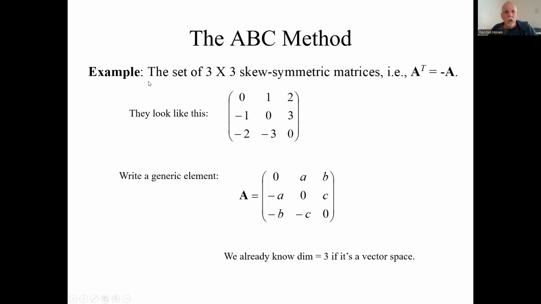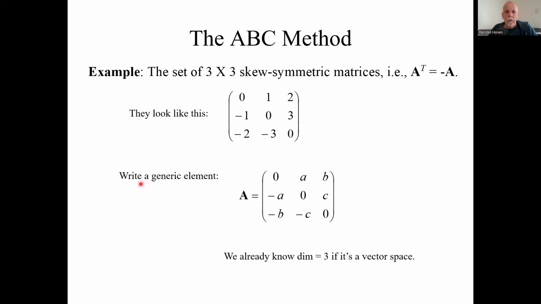Let's say our little set is 3x3 skew symmetric matrices. Skew symmetric means the transpose equals minus the original matrix. They'll look something like this. They always have zeros on the main diagonal, and the upper and lower triangles are just mirror images, but negative. So that's certainly a subset of 3x3 matrices, right? So we only need to check the two closure axioms.